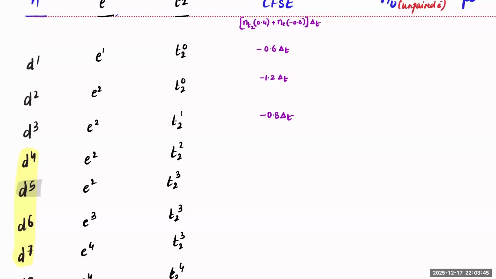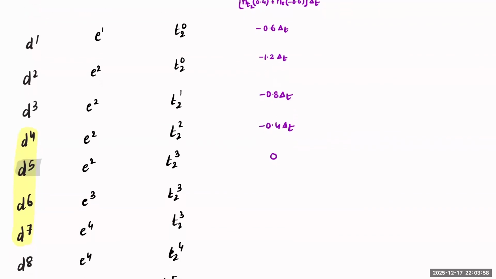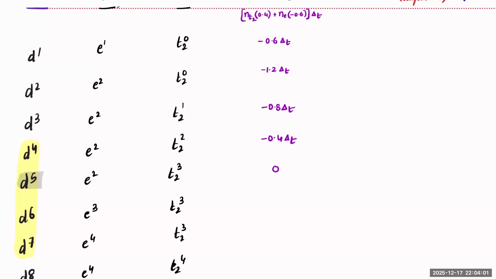If you have 2 and 2, how much will that be? Minus 1.2 and 0.8. So which makes it 0.4. And when you have 5, it will become 0 again. And D6 means E3 this time. So it is minus 1.8. And T2 also has 3 electrons in it. So 3 means 12. So 18 minus 12. How much do we have? 6. 0.6 delta T.